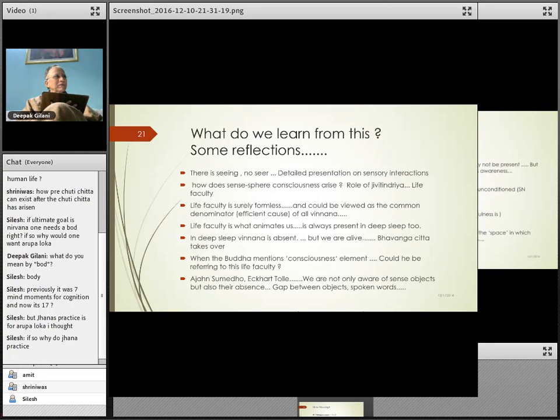So what is actually happening? Suppose my eye gets a strong cataract, then I say, I am not able to see with this eye. Now, how do I know that I am not able to see? Obviously, there is something beyond eye consciousness which is able to tell me that. So, not only are we aware of the sense objects, we can also be aware of the absence of sense objects. Now, that absence of sense objects is not the arising of a consciousness of the sense sphere, because that's not arising at all.